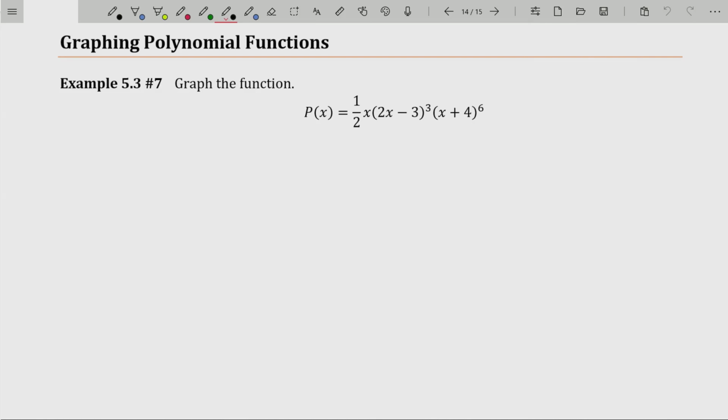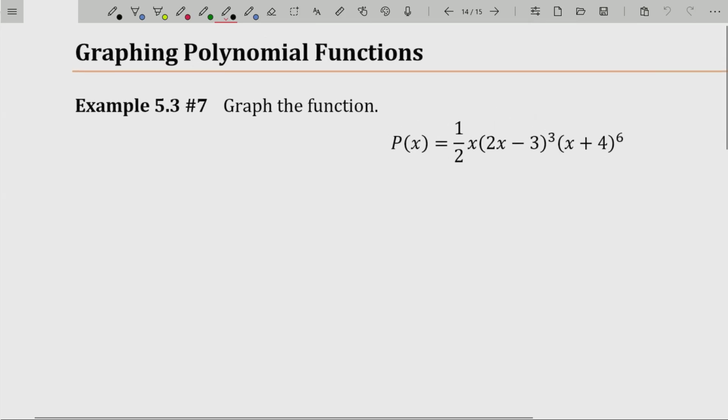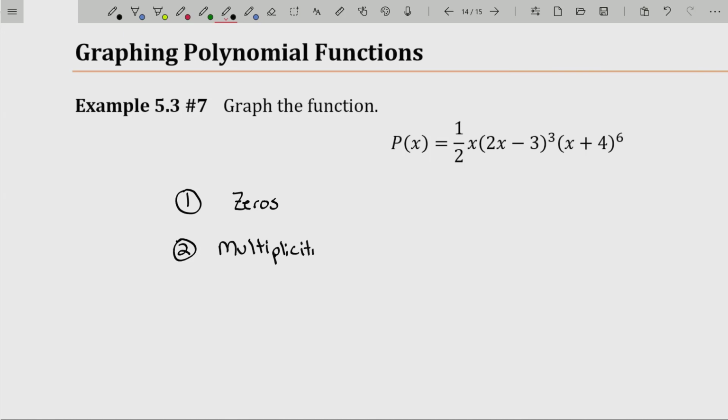Graph this function, p of x equals yada, yada, yada. The first thing you're going to do is state the zeros, and then you're going to state their multiplicities, and then you're going to state the end behavior of this function. Really those three things. I'm going to write that down as a step-by-step process. So the first thing I'm going to write are the zeros. And the second thing I'm going to write are their multiplicities. I should have said the second thing we're going to write is, but it doesn't matter.